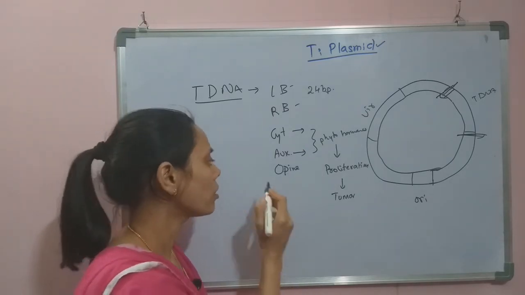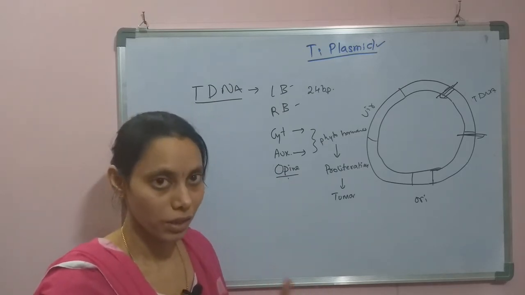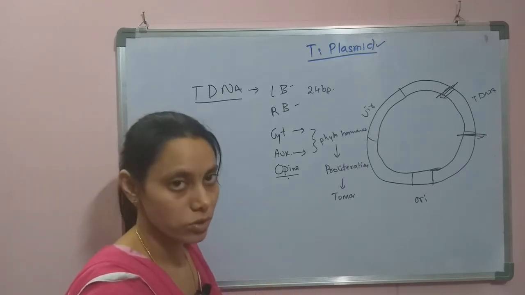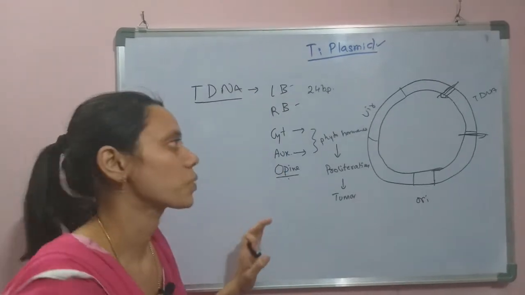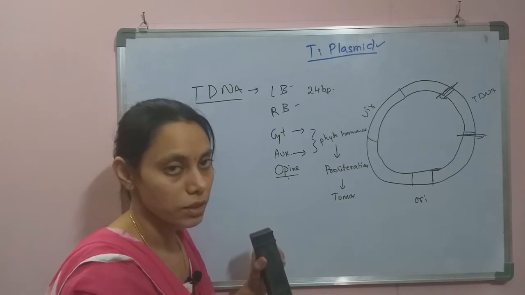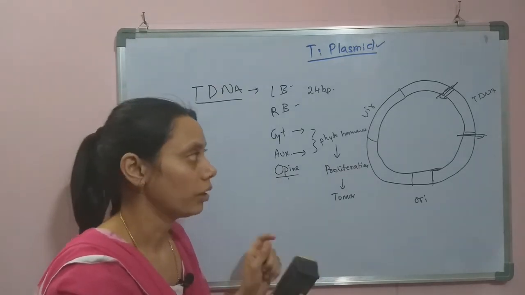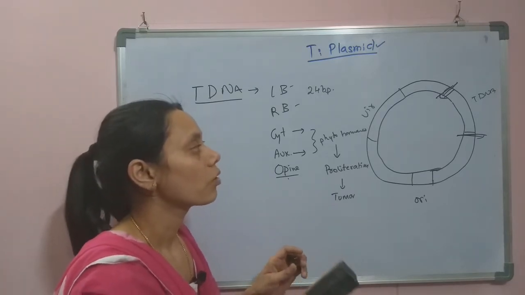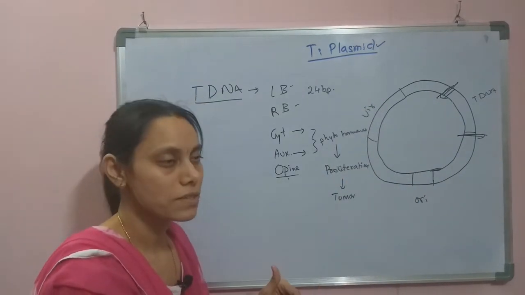Coming to opine synthesis, opines are basically carbon containing compounds, and this is the main carbon source for the bacteria. So these are the basic genes present in the tDNA region. This region will go and insert inside the plant genome, and it will induce tumor production. But this transfer will happen only due to the presence of genes inside the virulence region.